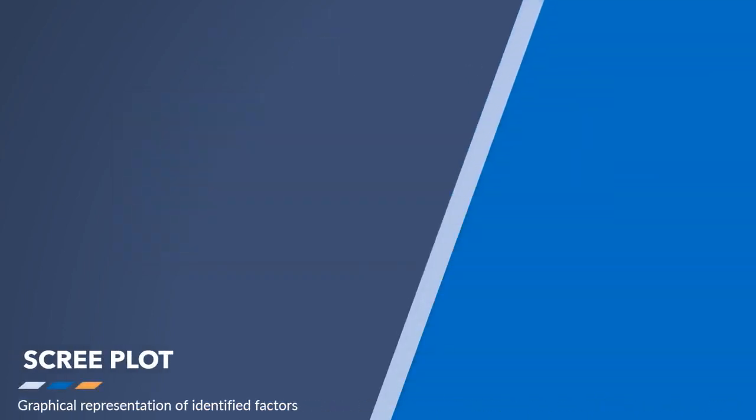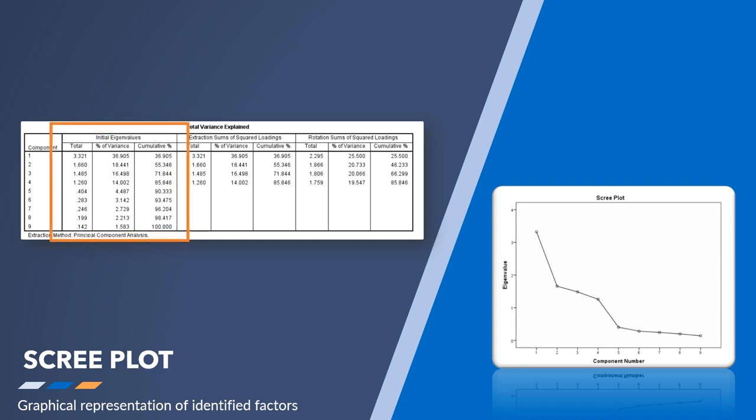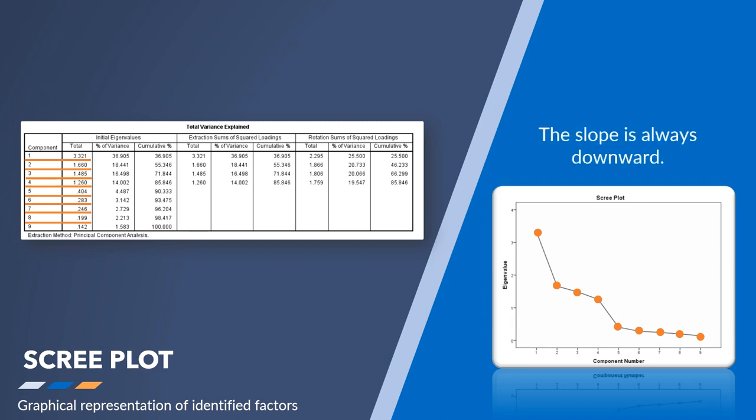Now the next part of the factor analysis is this scree plot, which is a graphical representation of the identified factors. Now this graph depends entirely on the eigenvalues part of the previous table, which is the total variance explained table. Now in our example, the total variance explained table showed the values of every one of the 9 components. They are simply plotted in this graph. Therefore, the qualifying criteria is also the same. That is, the value of an element should be at least 1 to be considered as a component.